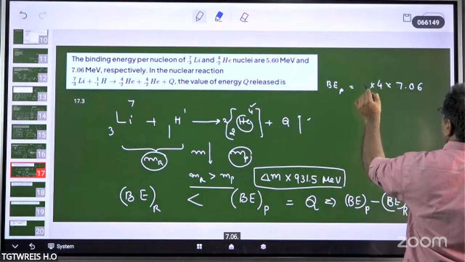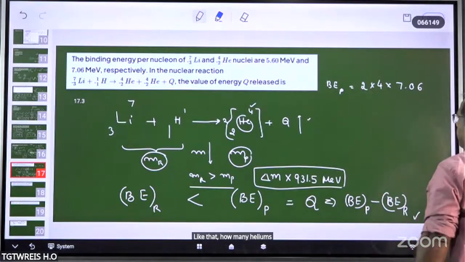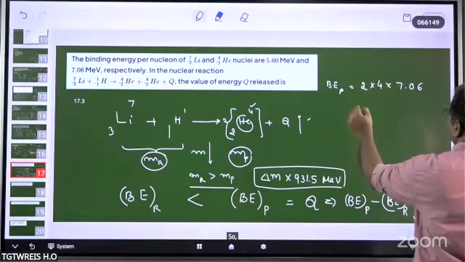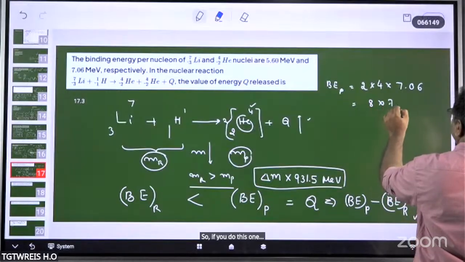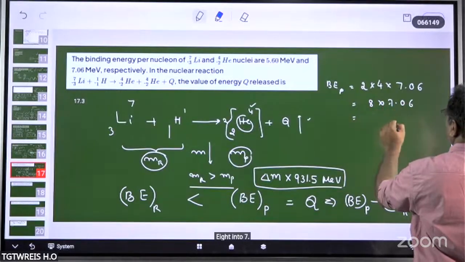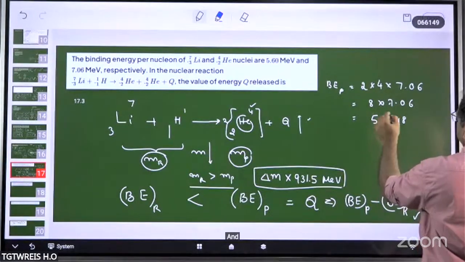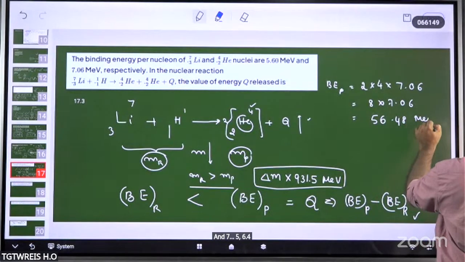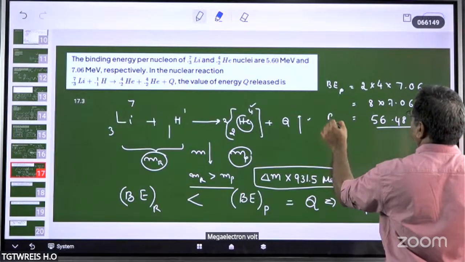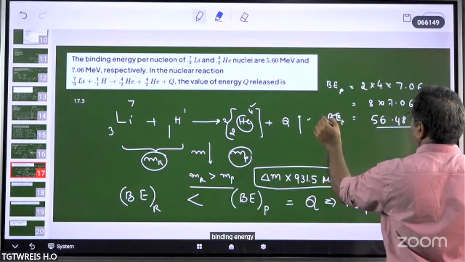7.06. Like that, how many heliums are there? 2 are there. So if you do this one, 8 into 7.06, that is 56.48 mega electron volt, the binding energy of the products.